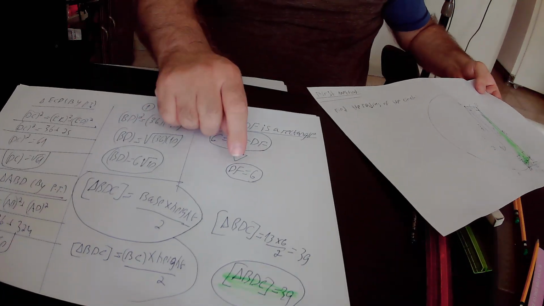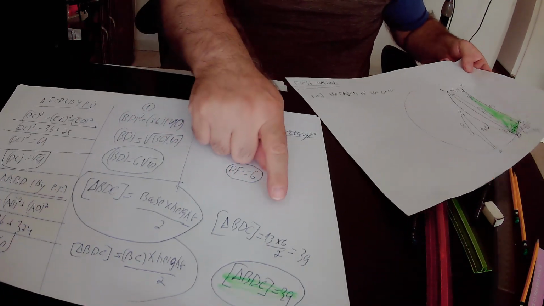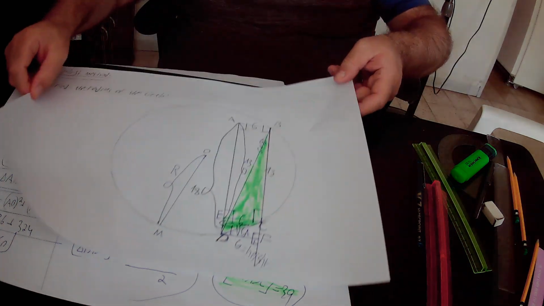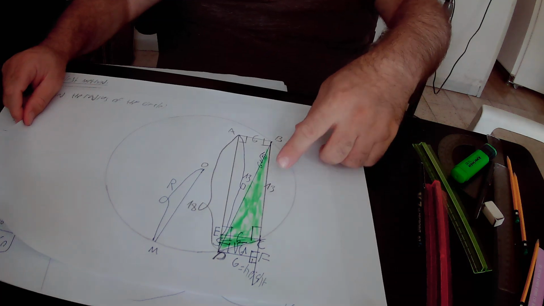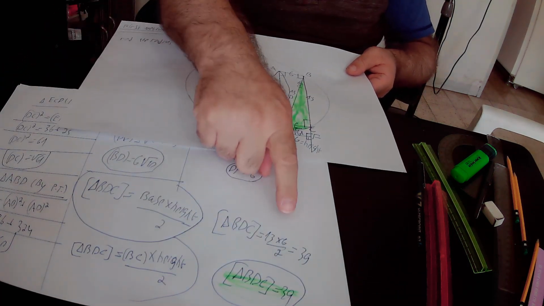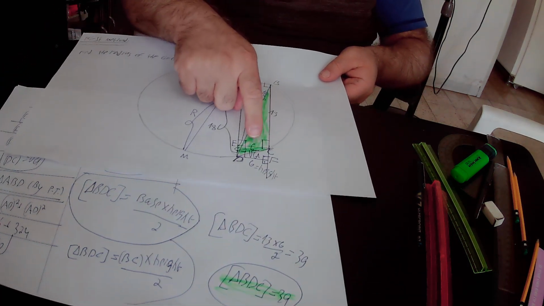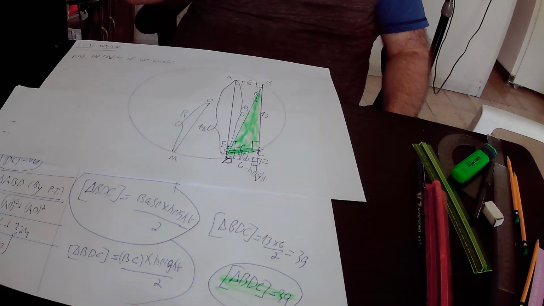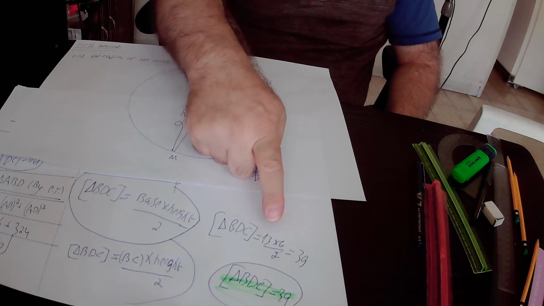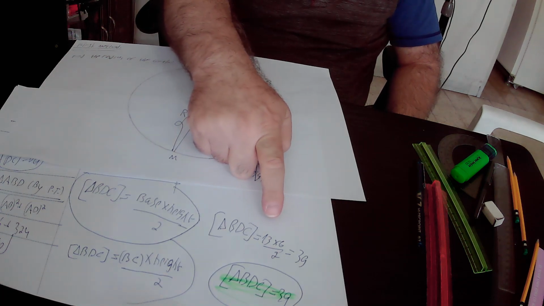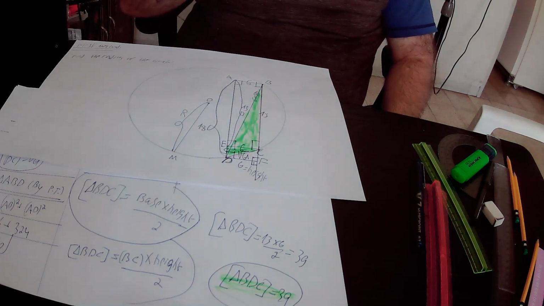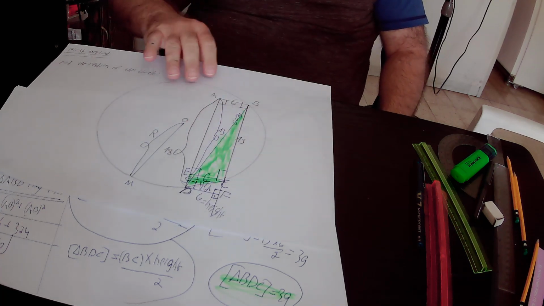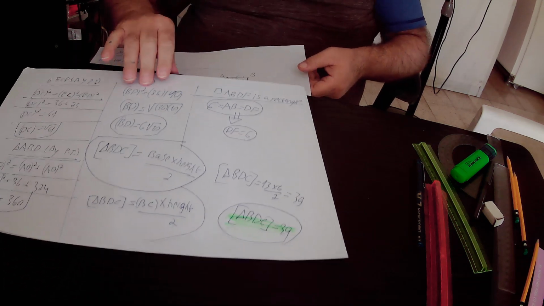The area of the green triangle equals the base of the green triangle BDC, and we know that the base BC equals 13 units, times the height to the base, which is 6 units, over 2. 6 over 2 is 3, and 3 times 13 is 39. So in conclusion, the area of this green triangle BDC equals 39 square units.